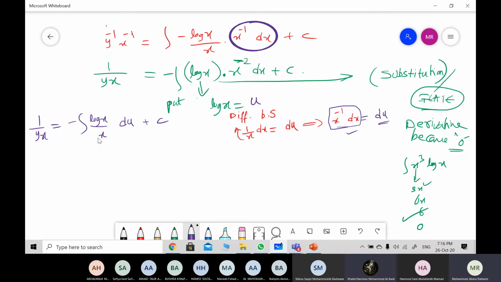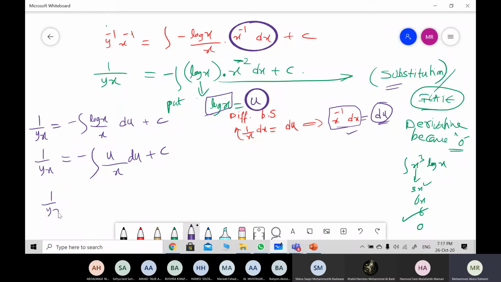But still we need to change all these. We do not want that. What is log x? u. Over x du plus c. We do not want x. When we substitute, we use this method: the whole integrand should go to u, not x. X should be removed. But here this x is again creating a problem. So 1 over yx. How much is this x now is the question. From this, can we write the x value, from pure math?